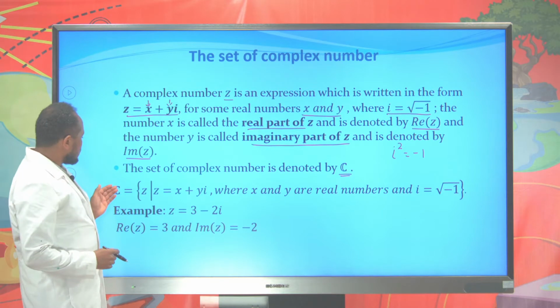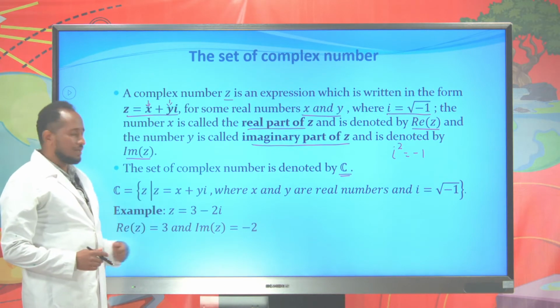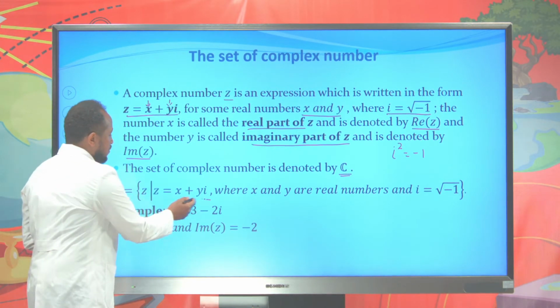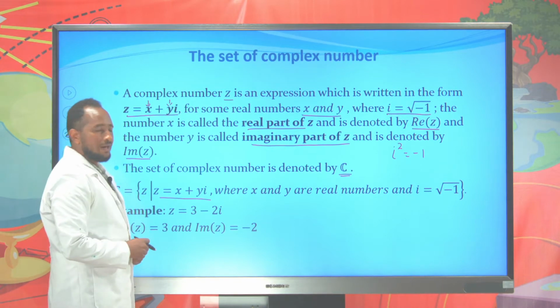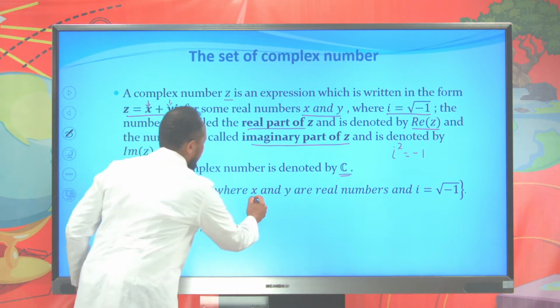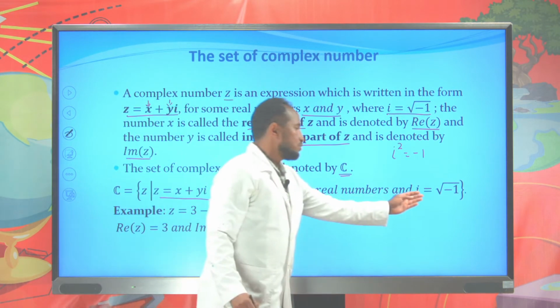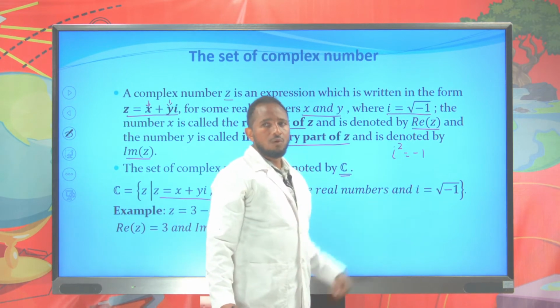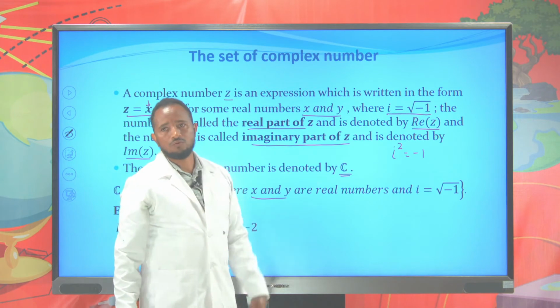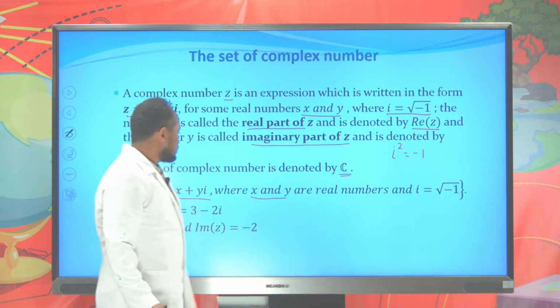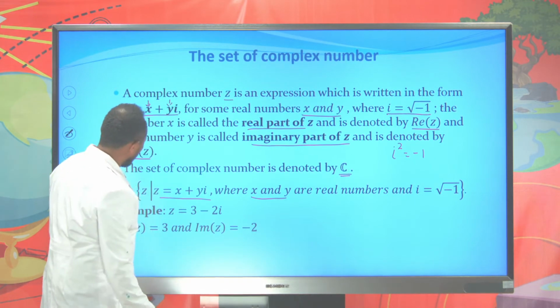So this set of complex numbers is defined as the form of x plus yi, where x and y are real numbers and i is equal to the square root of -1, or i squared is equal to -1. So now let's see this example.